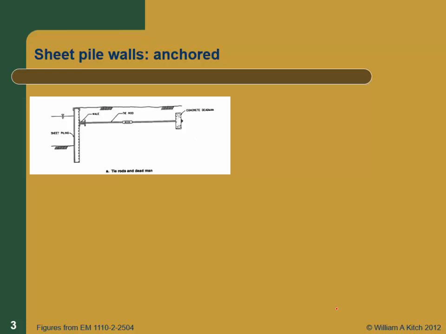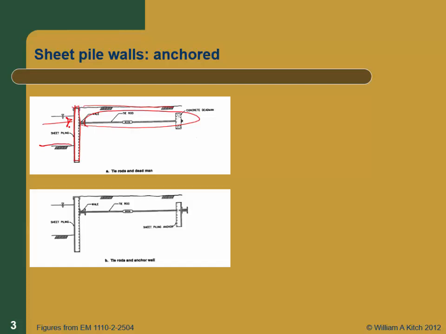So there's the anchored walls. The difference between an anchored wall and a cantilevered wall is this would be our wall in place here. Here's the mud line. Here's the soil line above. And instead of just being cantilevered in here, we have some system back here which is providing a horizontal force to stabilize the wall.